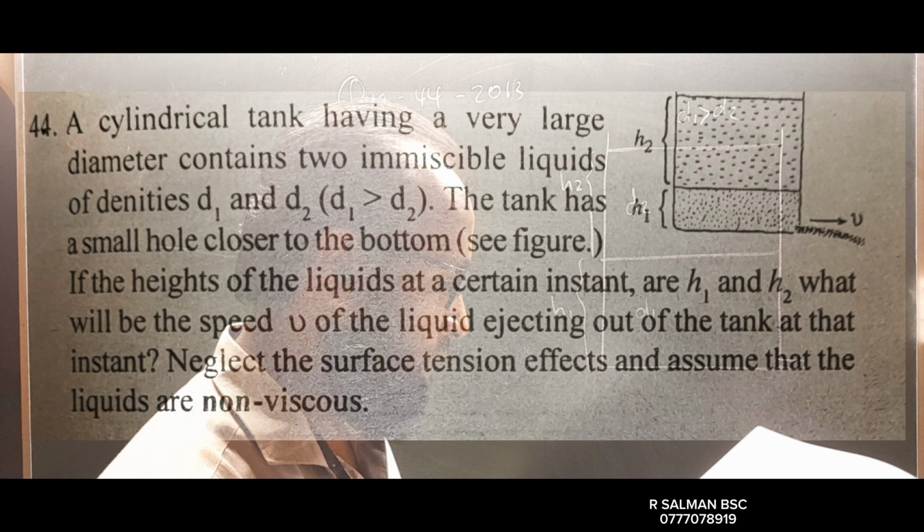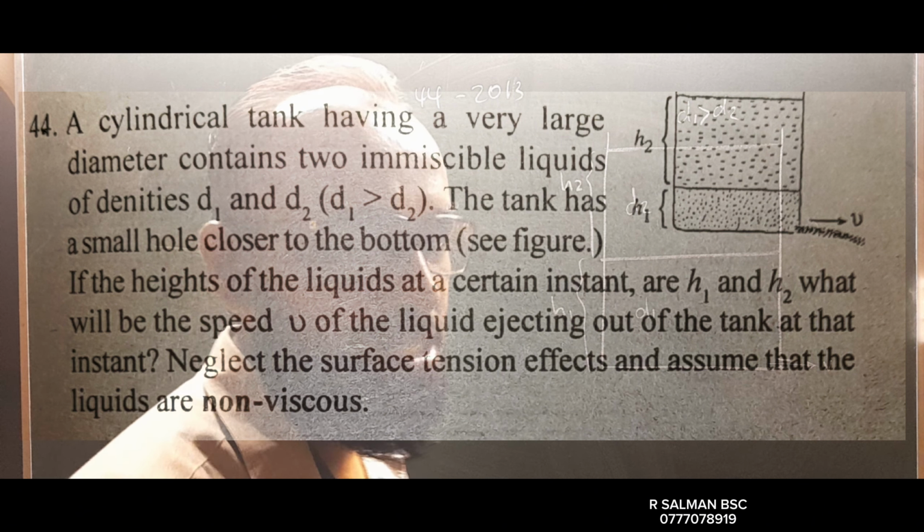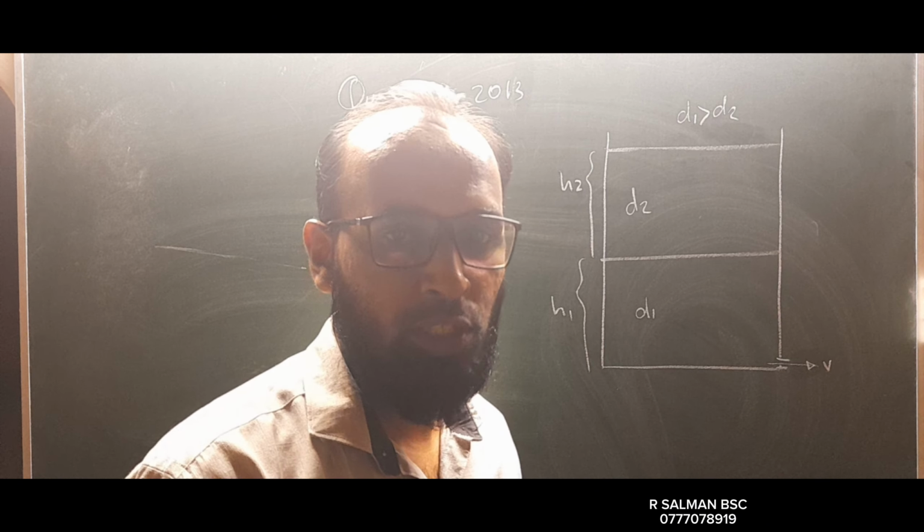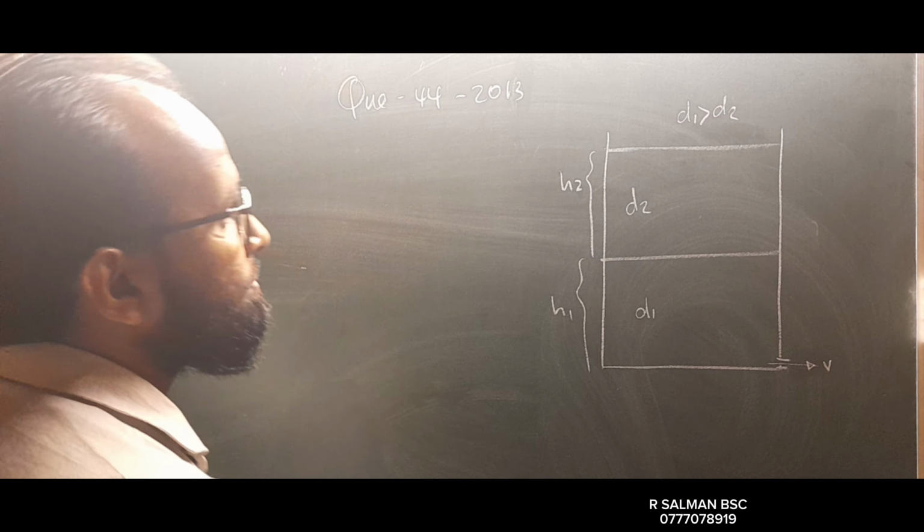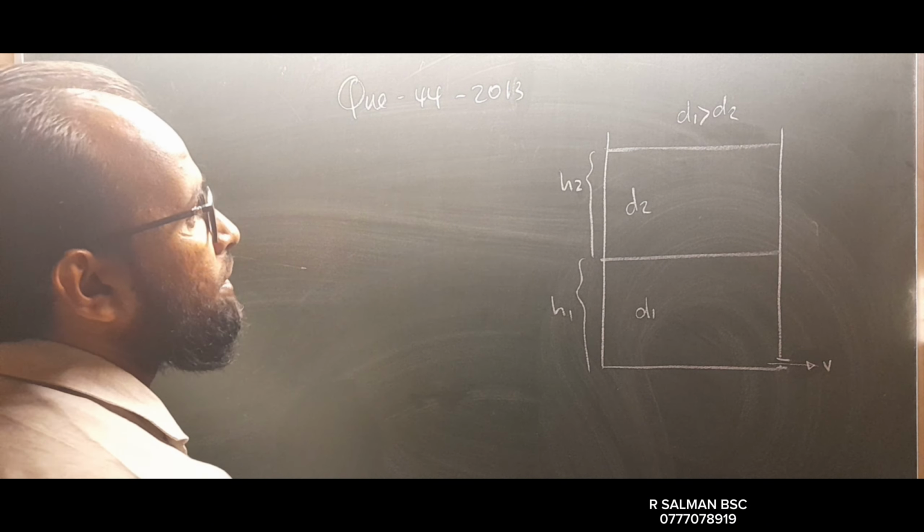Okay, the liquid is non-viscous, which means they want you to use Bernoulli's principle. Now you can find some streamlines of the liquid. They have given something hidden in this question, that is, the diameter of the tank is very large compared to the diameter of the hole.